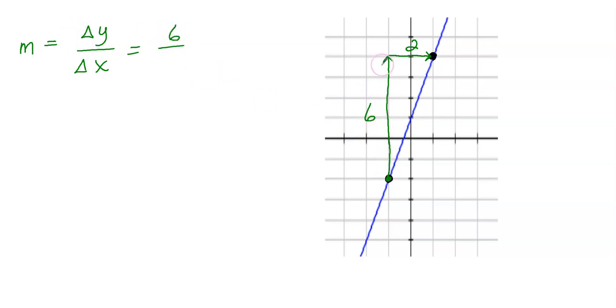The change of x is 2. 6 divided by 2 is 3. So the slope of this line is 3. Again, put in your x and y so you don't get confused. So you know the change of y goes up and down and the change of x goes across.